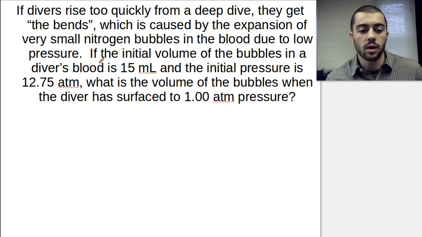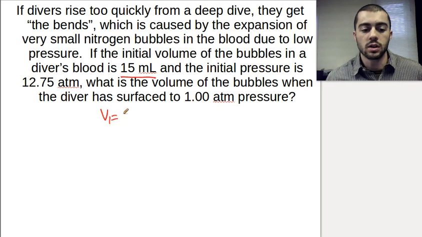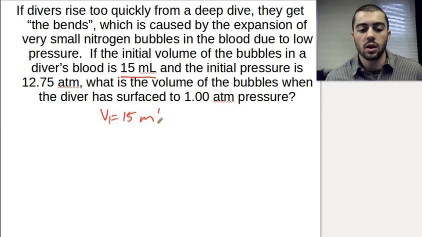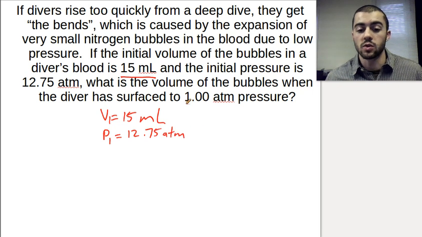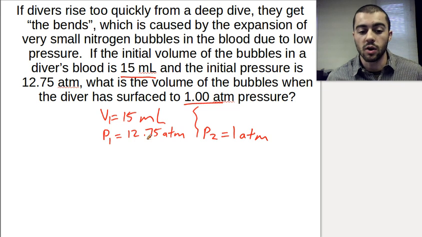So if we look at this, it says the initial volume of the bubbles in the diver's blood are 15 milliliters. So our V1 is 15 milliliters, and the initial pressure is 12.75 atmospheres. So a normal atmospheric pressure is 1 atmosphere, which is our final pressure. So you can tell this initial pressure is very, very pressurized compared to the air pressure that you feel every day, which is 1 atmosphere. This is 12.75. So this is going to be a drastic change in pressure here.